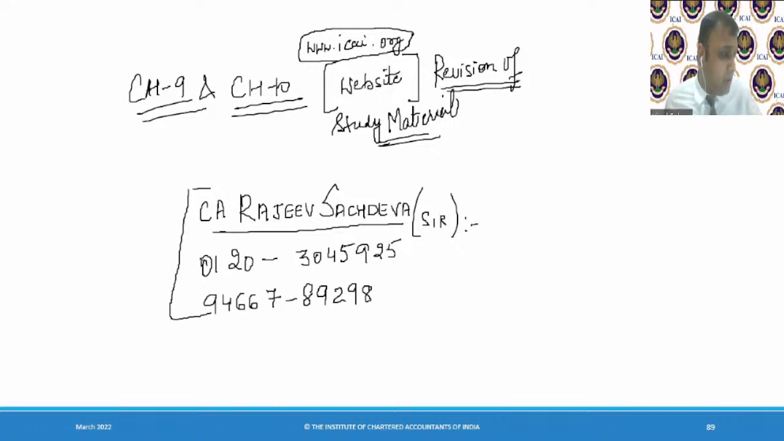Okay. What is this batch 5 path? I'm not able to understand. I think Rajiv sir has already told you how to revise.